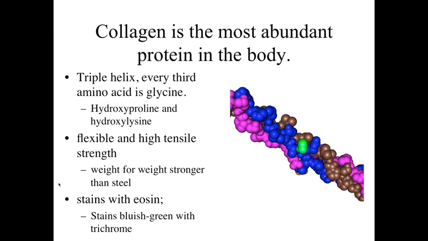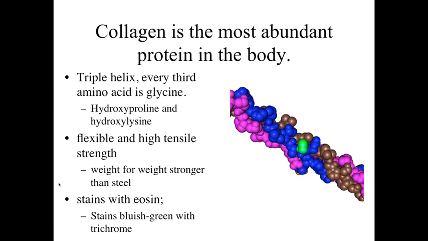Collagen is the most abundant protein within the body. There's lots and lots of connective tissue, and lots and lots of need for collagen within the body. Collagen is a triple helix, which means it's essentially three amino acid chains that come together and coil together into an individual collagen molecule. Every third amino acid is a glycine. If you remember your biochemistry, glycine is the simplest of the amino acids. It has a hydrogen for that residual group, that R group, and so it's the smallest of the amino acids.